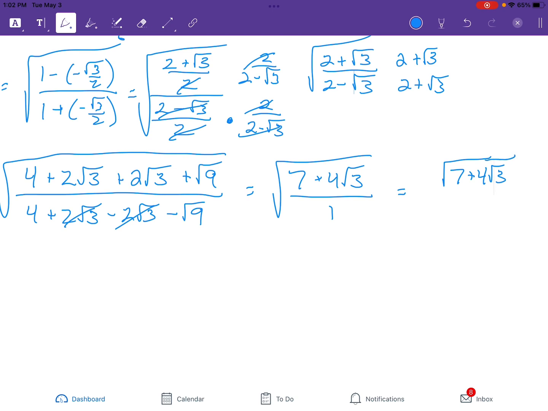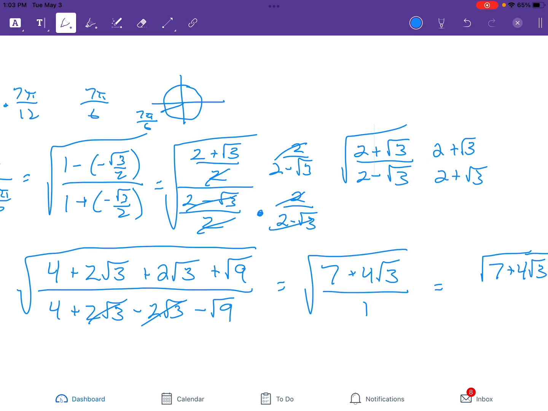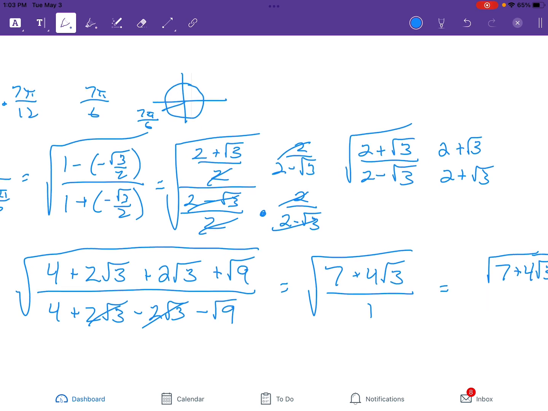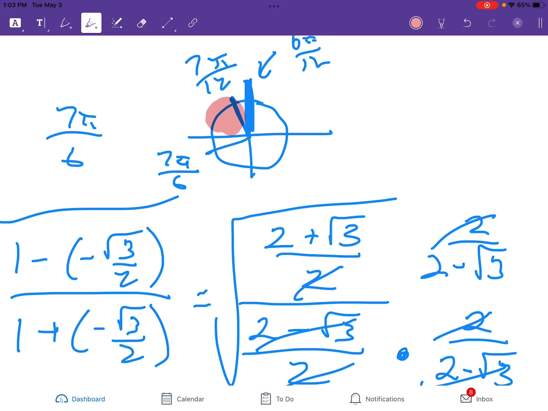Just like that. Now again, we have to go back and look at our unit circle to find out where 7 pi over 12 would be. Somewhere about there. Okay, so this would be 7 pi over 12. If you think about it, 6 pi over 12 would be 1/2, which would be this line right there. So 7 pi over 12 has to be a little bit bigger. So we're looking for what are the values of tangent in this quadrant. Tangent values in that quadrant are all negative.